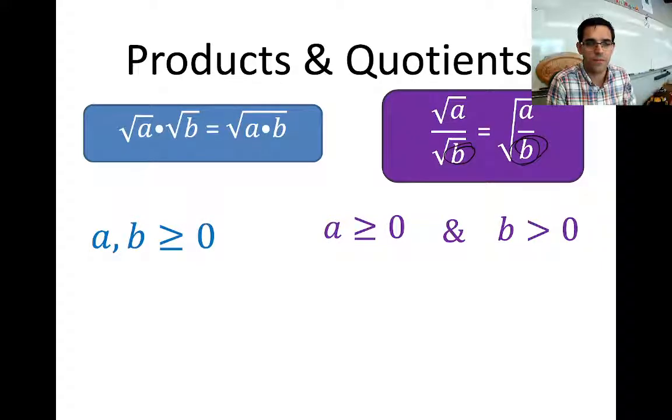So we just say A and B cannot be a negative number. We can't do negative radicands for now.